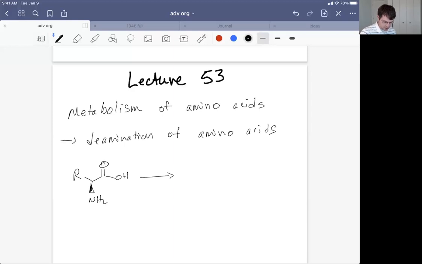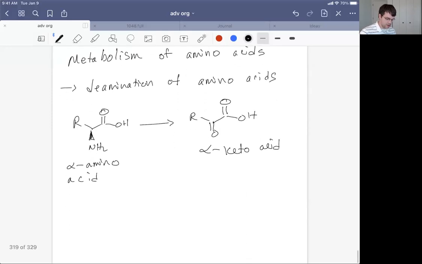and we convert it into a different molecule, an alpha keto acid. So we go from alpha amino acid to alpha keto acid. You can see that we have a ketone now in the alpha position, where our carbonyl was in our alpha amino acid. Okay, so the way this typically works is not through a deaminase.